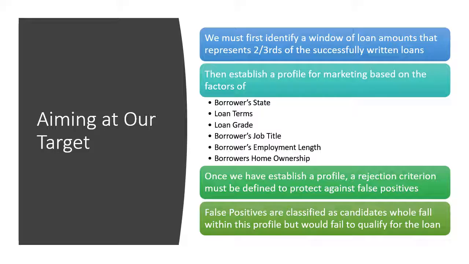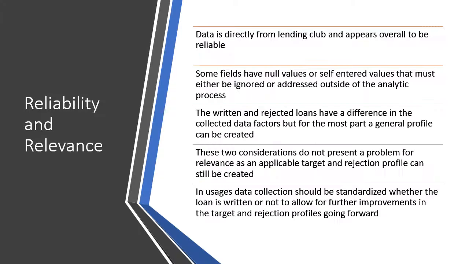By creating this rejection profile, we can then exclude individuals who would otherwise fall within the targeted marketing profile and reduce our false positives. False positives in this analytic effort would be classified as a candidate who falls within the parameters of the target profile, but would end up failing to qualify for the loan, resulting in a waste of resources and effort in the marketing department with no potential for regaining the capital investment.